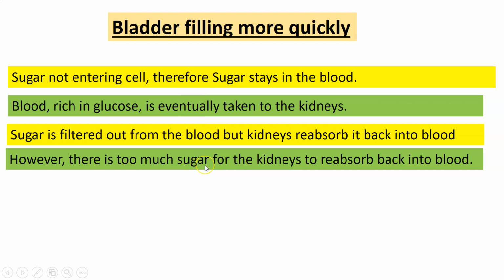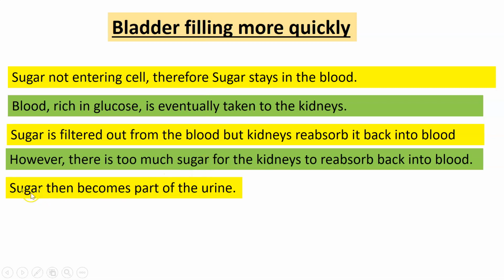Okay, so it will try to reabsorb all the sugar that it can, but it won't be able to reabsorb all the sugar. So what happens then? Sugar then becomes part of the urine, because remember that all the stuff that's filtered is potentially the urine. Some stuff can be reabsorbed back into the blood, but all the stuff that isn't reabsorbed becomes part of the urine. So the sugar that couldn't be reabsorbed becomes part of the urine.